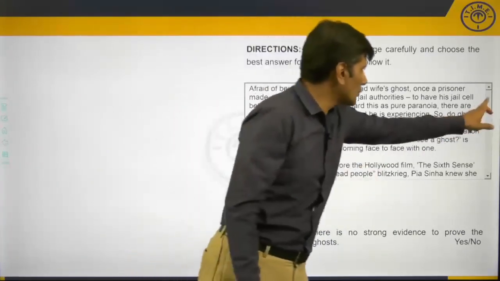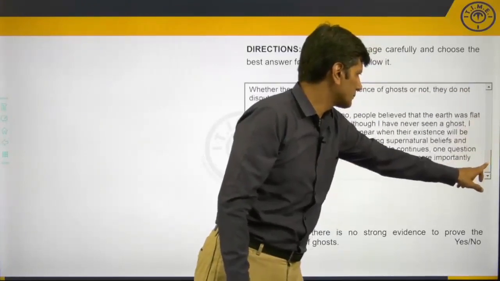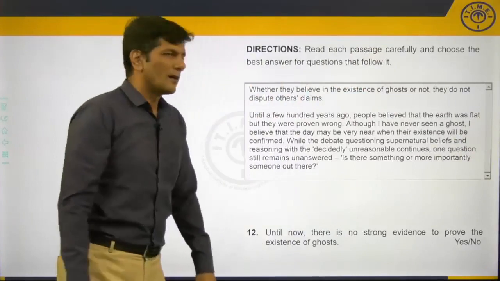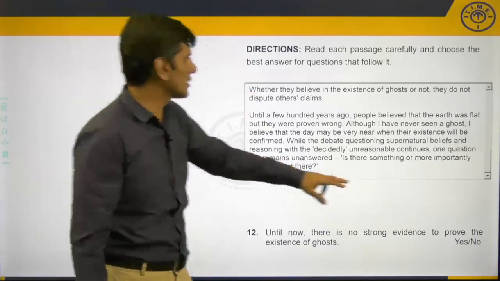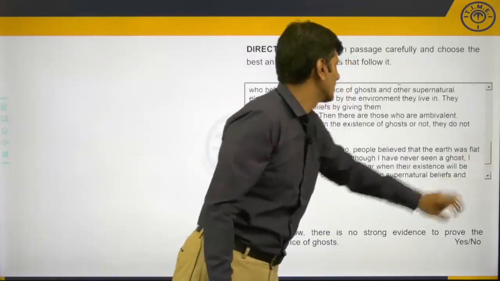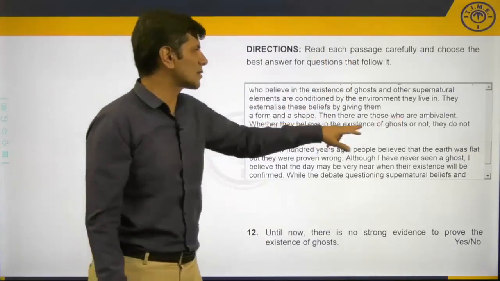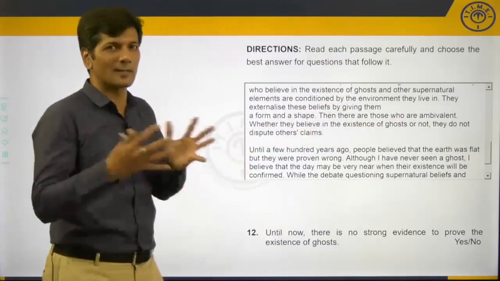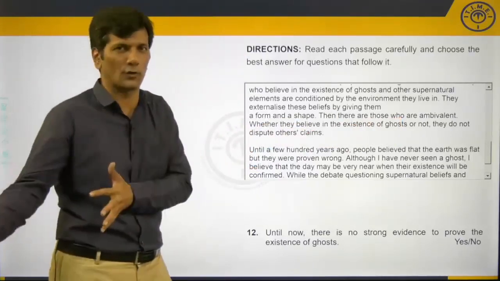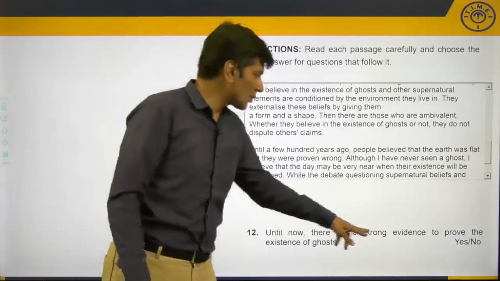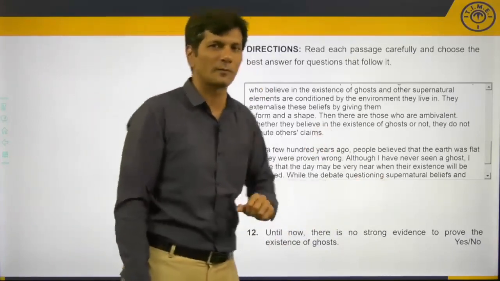Now, when we read the entire passage, and the last part of the paragraph, the penultimate sentence of the third paragraph, here, there are those people who are ambivalent, whether they believe in the existence of ghosts or not. They do not dispute somebody else's claims, probably because there's no proof to disprove the existence of ghosts. So until now, there's no strong evidence to prove the existence of the ghosts. So your answer is a clear yes for this question.